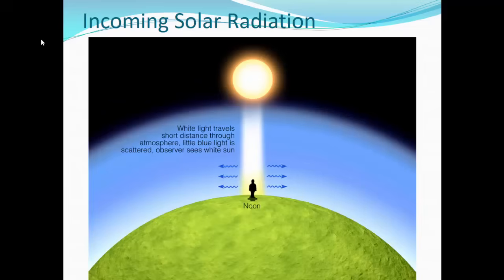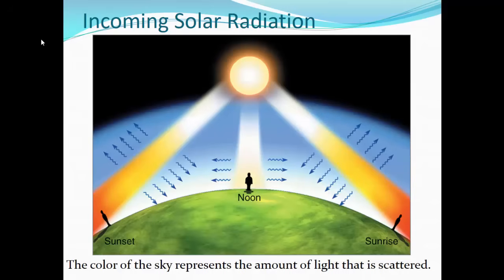So if you're standing directly under the noonday sun, that white light travels through a short distance of the atmosphere. So very little blue light is scattered, and the sun and the sky appear much wider. Now, as the sun sets, or as it's coming up in the morning, at sunrise or sunset, you can see that the white light of the sun passes through a greater distance of the atmosphere. So as it's closer to noontime, 9, 10, 11 o'clock in the morning, 1, 2, 3, 4 o'clock in the afternoon, you get the blue, because mostly the blues are scattered out.